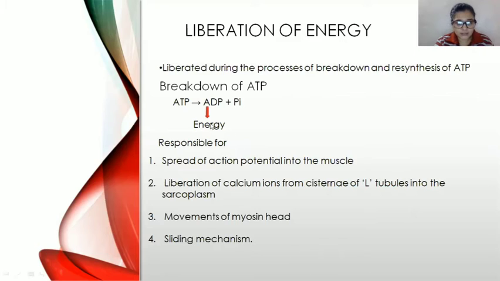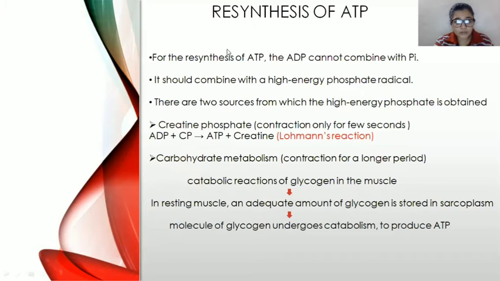Here we can see a symbolic representation of that. The ATP is converted into ADP and phosphate, and there is release of energy. This energy released in turn helps in the spread of action potential into the muscle, liberation of calcium ion from L tubules into the sarcoplasm, movement of myosin head, and fourth is the sliding mechanism. These are the processes which require this energy, and this energy is released to complete these processes during muscle contraction. Now we're going to see how this ATP is resynthesized.